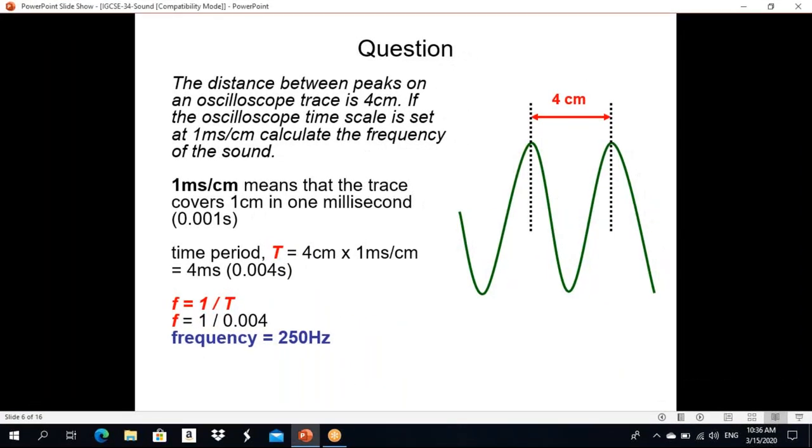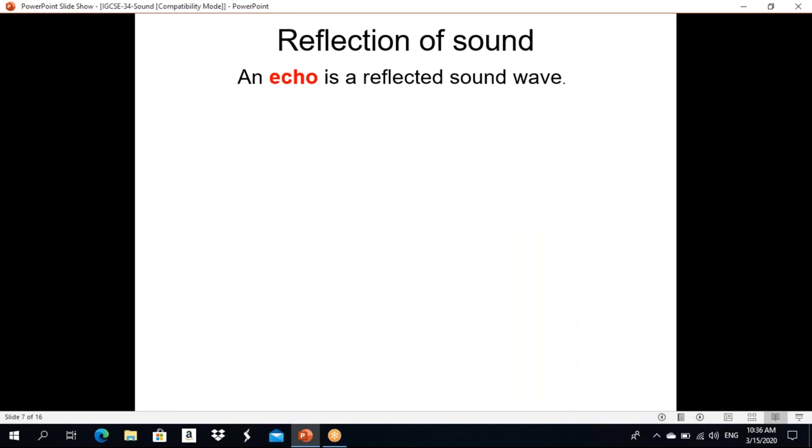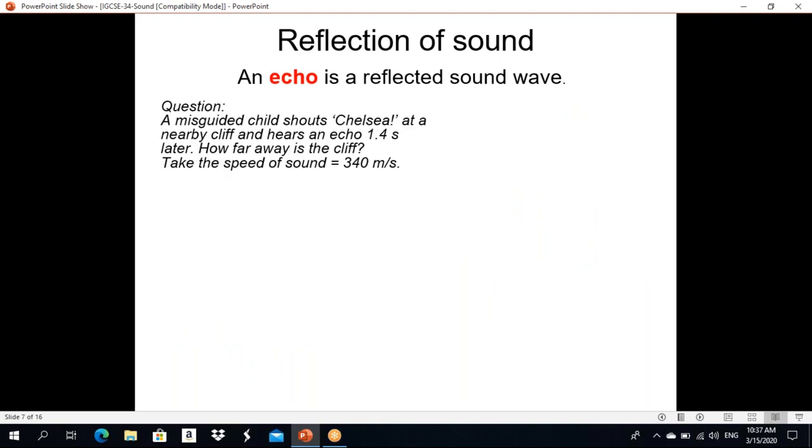Next, reflection of sound. An echo is a reflected sound wave. Look at this question. A misguided child shouts at a nearby cliff and hears an echo 1.4 second later. How far away is the cliff? Take the speed of sound as 340 meters per second. So the child shouts in this direction. Look at the arrow. Sound is going and it's reflected back. Its reflection is called echo.